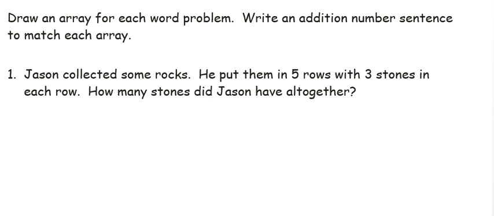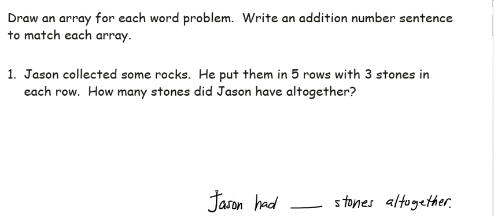The first question says Jason collected some rocks. He put them in 5 rows with 3 stones in each row. How many stones did Jason have altogether? I'm going to start by writing an answer statement with a blank for my final answer. So we'll say Jason had blank stones all together. By writing my sentence with the blank where the answer goes, this helps me keep in mind the goal of the problem. So we need an array that shows 5 rows and 3 stones in each row.